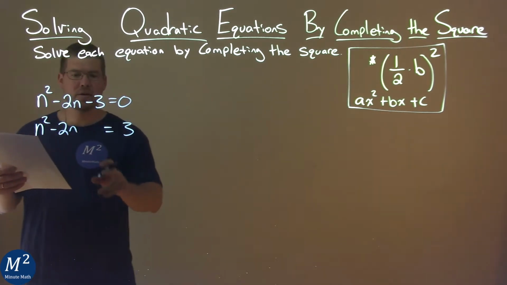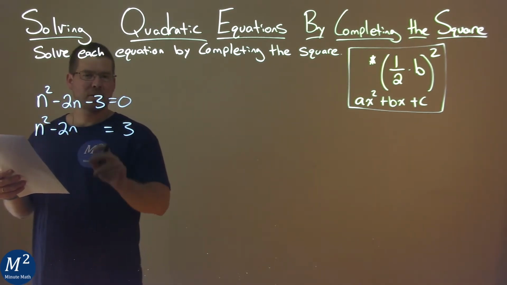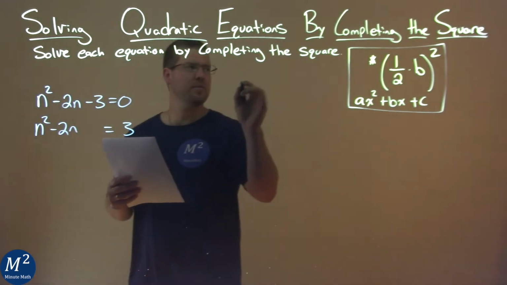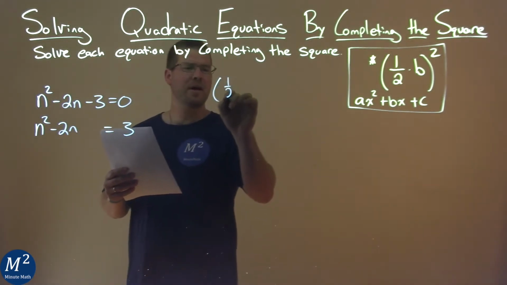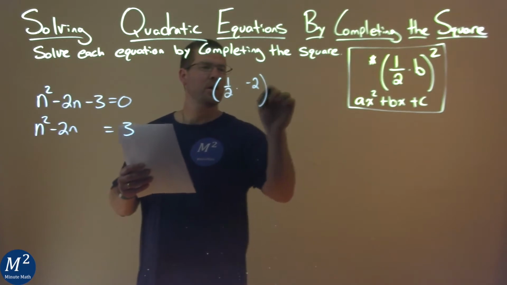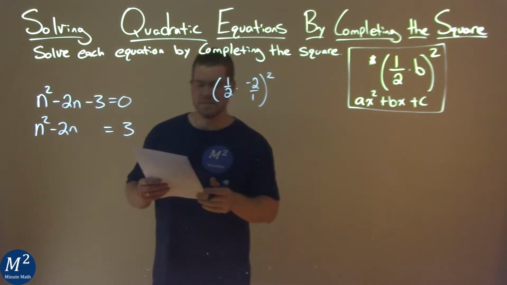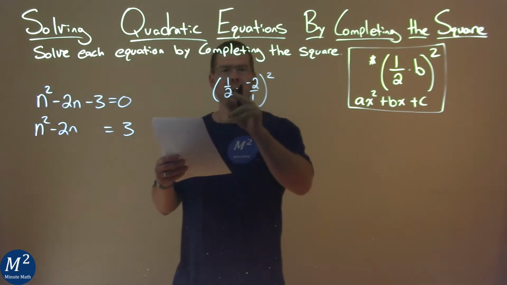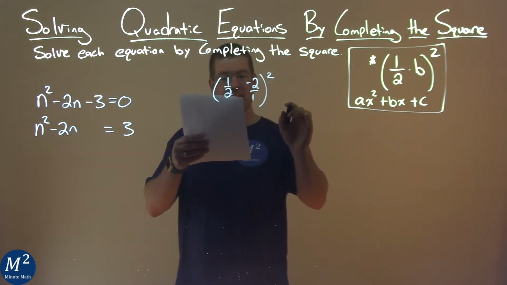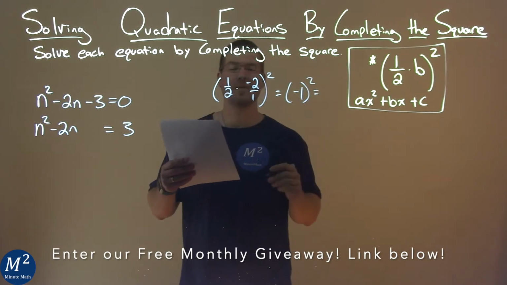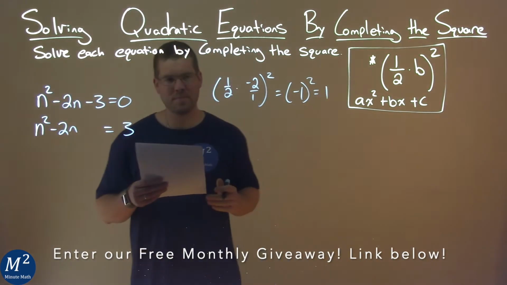Now from here, I'm going to look at my b value. And again, notice I put a space here. It's going to be helpful in a moment. My b value is negative 2. So I use my formula: 1/2 times negative 2, all squared. And negative 2 is, well, negative 2 over 1, might make it easier to see. Well, 1/2 times negative 2 is negative 1. So we have negative 1 here, squared. Negative 1 squared is positive 1.